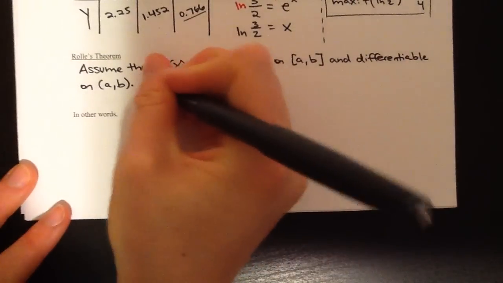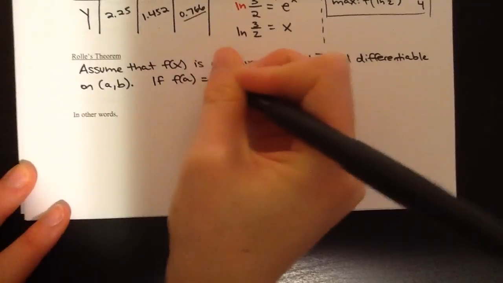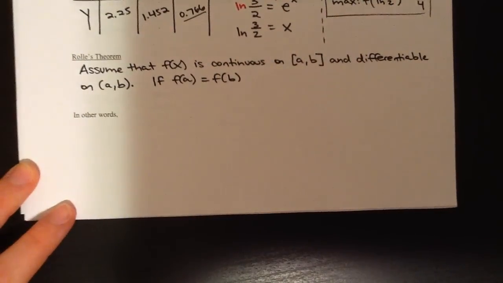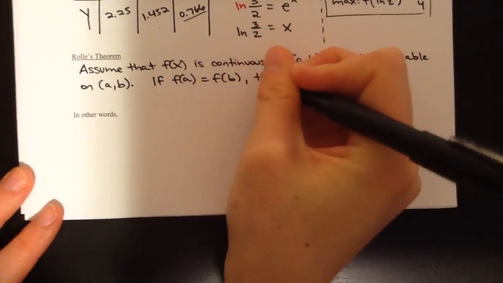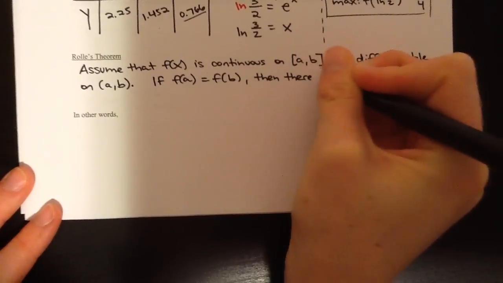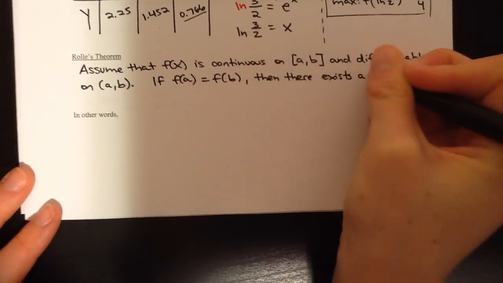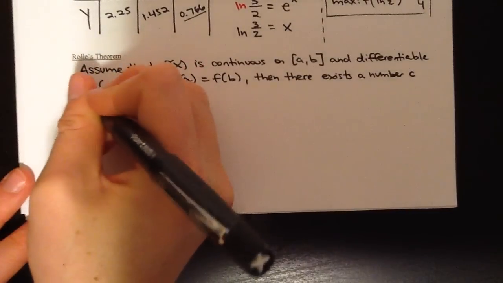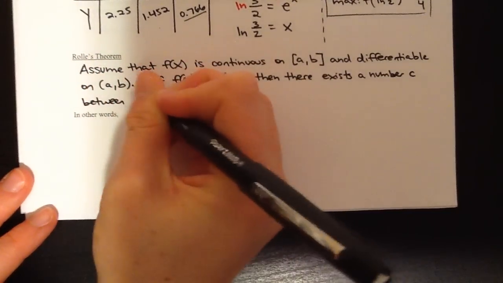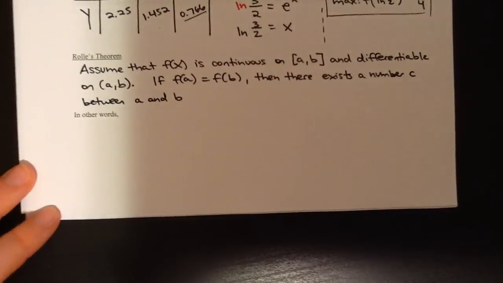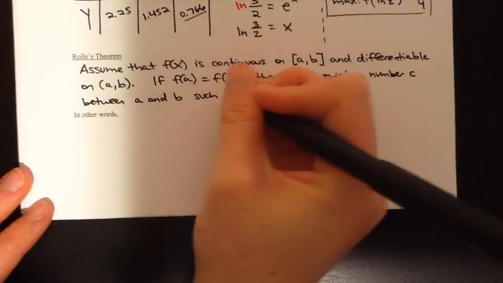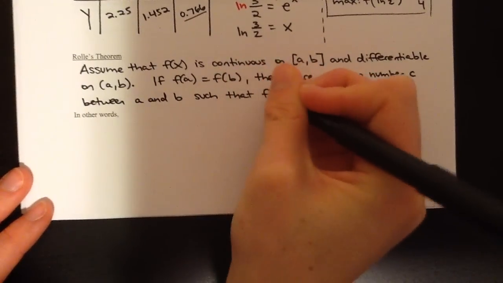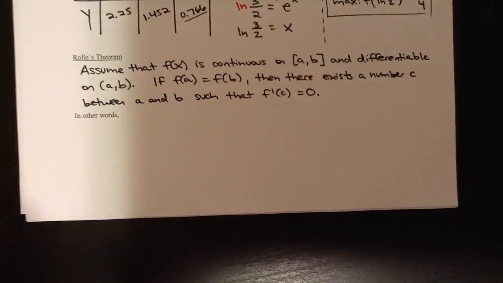So if f of a equals f of b, so if I have two of the same y values, then there exists a number c between a and b such that f prime of c equals 0. So lots of, I mean, what looks like mathematical crap probably when you're reading that through.